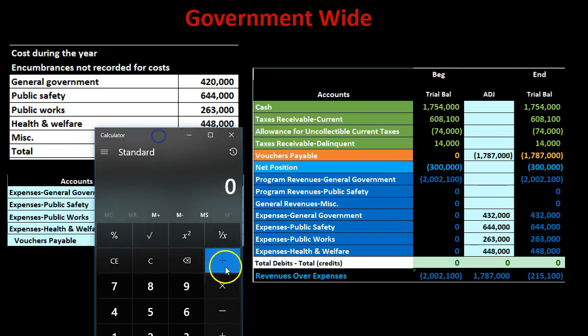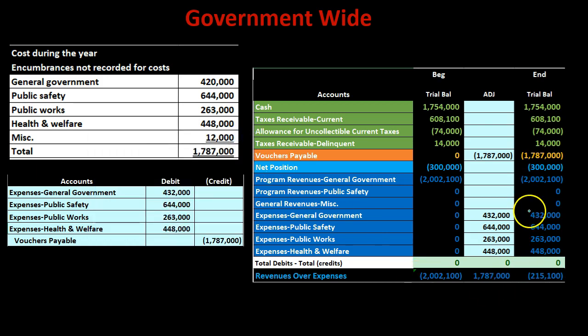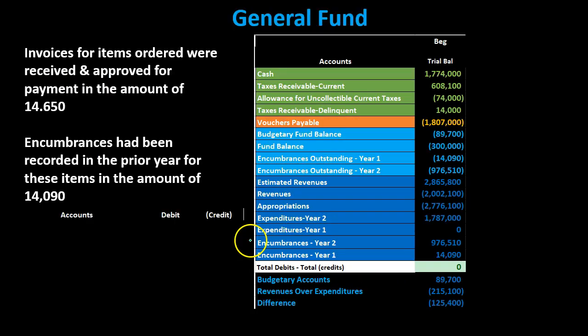And of course, calculating the revenue over the expenditures here is pretty straightforward because we could just see the credit of 2,002,100 minus the expenses 432,000 minus the 644,000 minus the 263,000 minus the 448,000, and that's going to give us the 215,100. Notice we could just do that by summing up the credits minus the debits within Excel. So this would be a fairly straightforward way that we can see this, of course, with just having basically income statement accounts below what would be the equivalent of the equity account, the net position account.